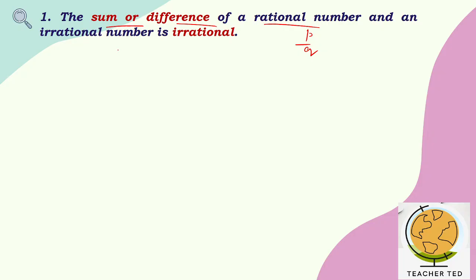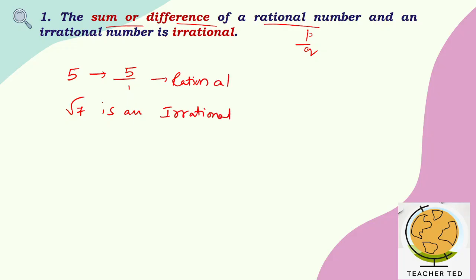So let us take an example. 5 is a rational number, because 5 can be written as 5 by 1. Root 7 is an irrational number. So as per property number 1, the sum of a rational number and an irrational number is irrational. So if you add a rational number plus an irrational number, it will give an irrational number. You can see here it cannot be solved at the moment, so it is an irrational number.